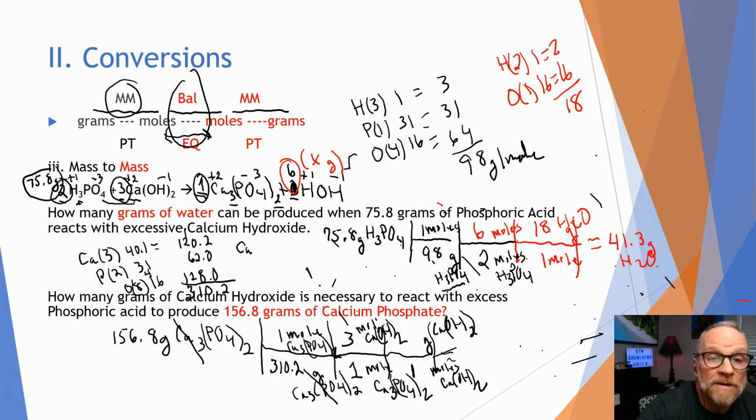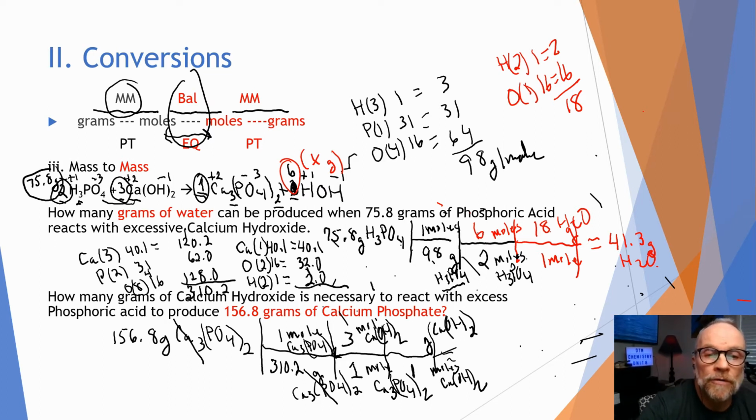So this one, calcium hydroxide, has just 1 mole of calcium, 40.1. Oxygen, we have 2 moles of oxygen times 16 will give us 32 grams. And then hydrogen, we have 2 times 1 will give us 2 grams there. Add all those up. 74.1 grams. Getting a little sloppy there, but let's circle everything here.